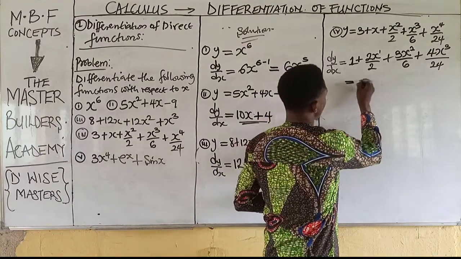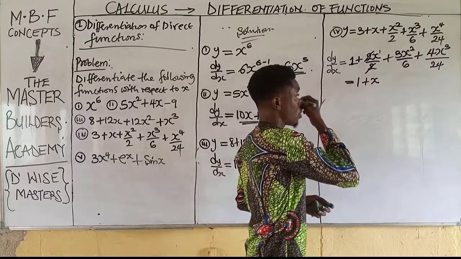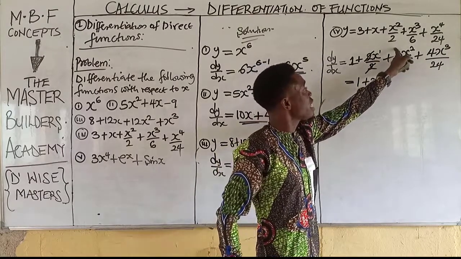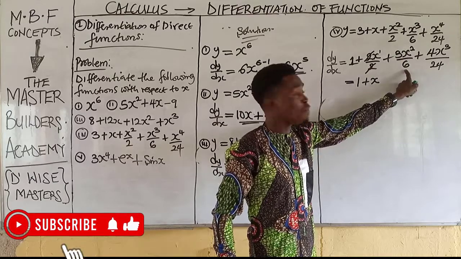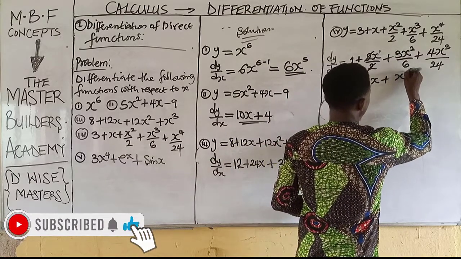Now, the final answer would give us 1. 2 takes care of 2. We are left with x in the second term. Then the third term, 3 is a factor of 6. Therefore, 3 into itself is 1, and 6 divided by 3, we have 2.